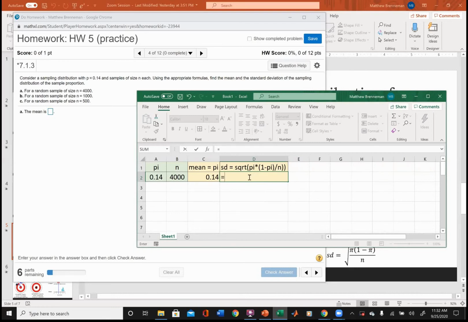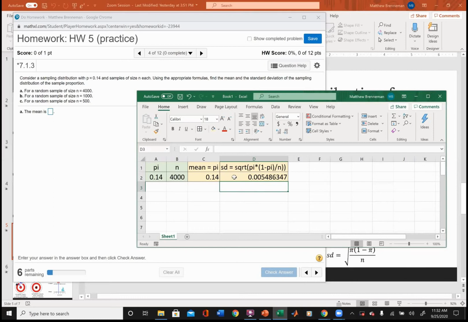Excel has a number of built-in commands, and one of them is the square root function, which isn't surprising. I mean, it's more powerful than your calculator, right? So that's not surprising. And again, I could type in pi, but I'm not going to do that. I'm going to tell Excel, take whatever's in A2 and use that, and then multiply it by 1 minus whatever's in A2, and then divide it by whatever's in B2. And there's my answer.